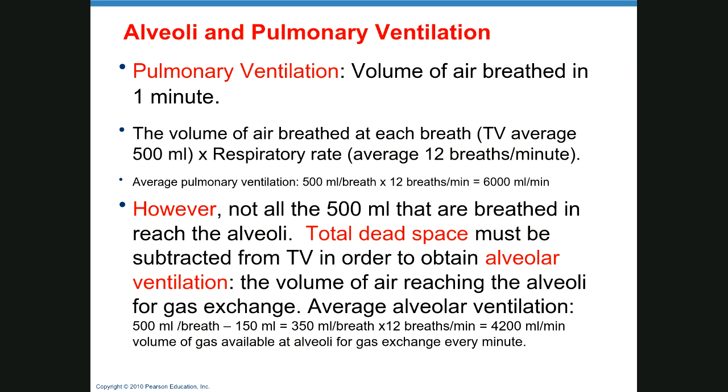So pulmonary ventilation is the volume of air breathed in every minute. The volume of air breathed in at each breath times the respiratory rate gives us the volume of air breathed in every minute. So you multiply the volume of air every breath times how many breaths per minute, and that gives us your breaths per minute. They cancel each other, and then we get mils per minute. So that's the volume of air per minute.